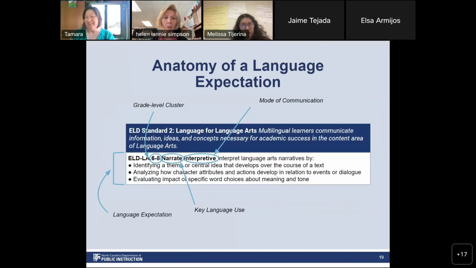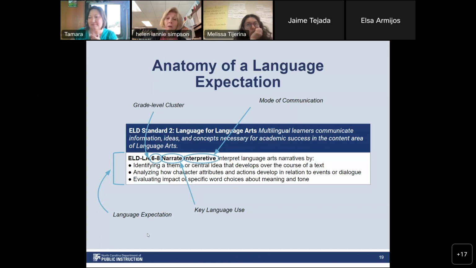And so, as Tamara said, we're going to take a look at an anatomy of a language expectation. As you can see, the navy blue box is the standard 2 for language arts. Again, you'll see that this particular language expectation is for grade band 6 through 8, key language use of narrate and interpretive.